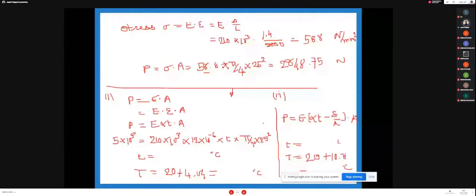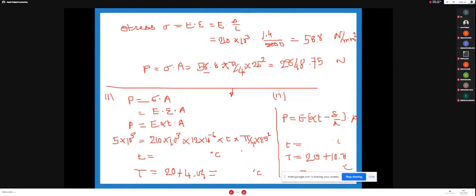Okay, so this is the equation of strain when some support is yielded or some gap is given, and just put the same data and calculate T. This is for the first case, this is for the second case. So for both cases you can calculate your temperature, small t. Very simple, all the examples are very simple. Just put your data.